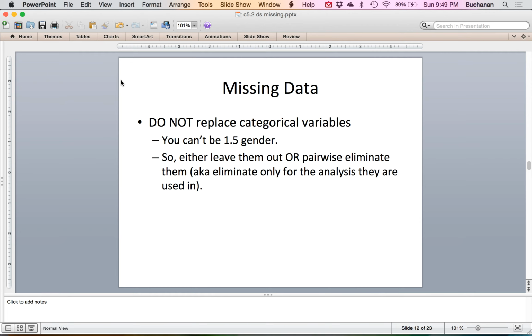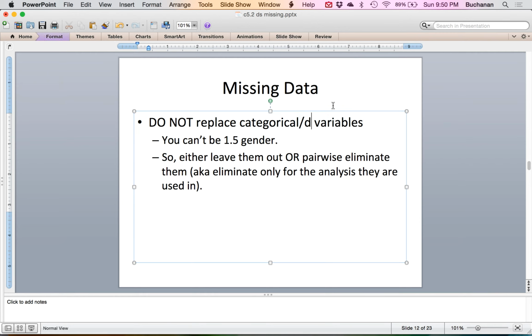Or demographics really. That tends to make me nervous because it's hard to guess, based on row totals and column totals or row and column averages, what gender someone would have been, or what religion, or what political party. So I tend to tell people just don't replace those categorical ones. And I'm talking about demographic variables here. So really this should be categorical demographic.